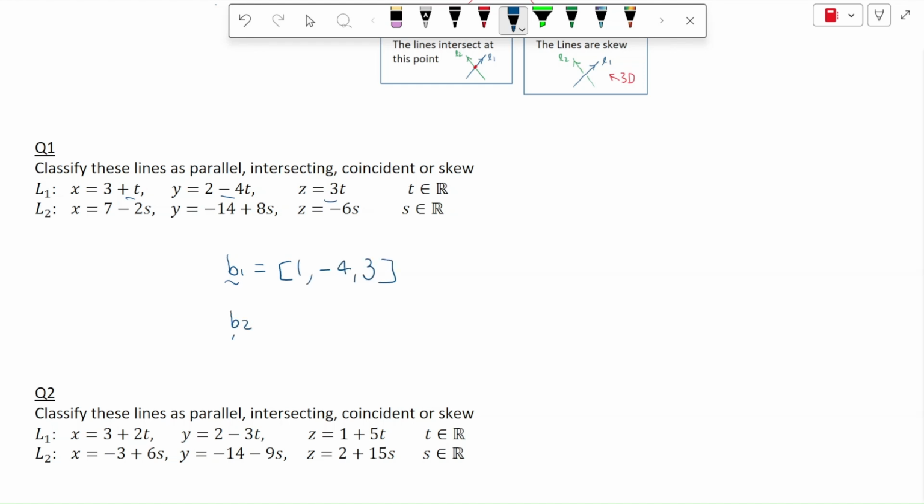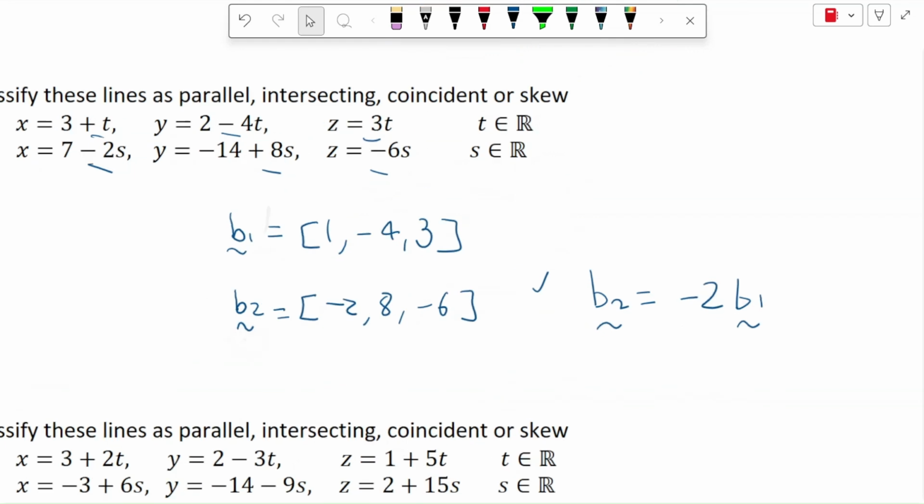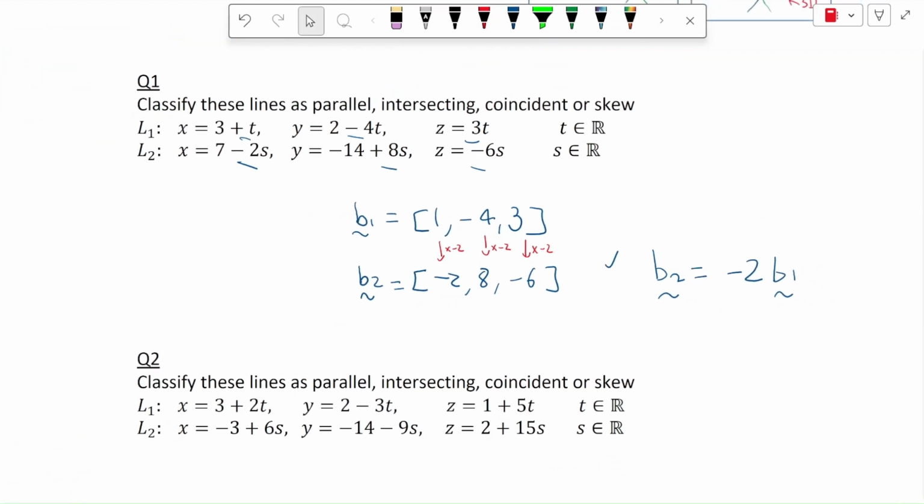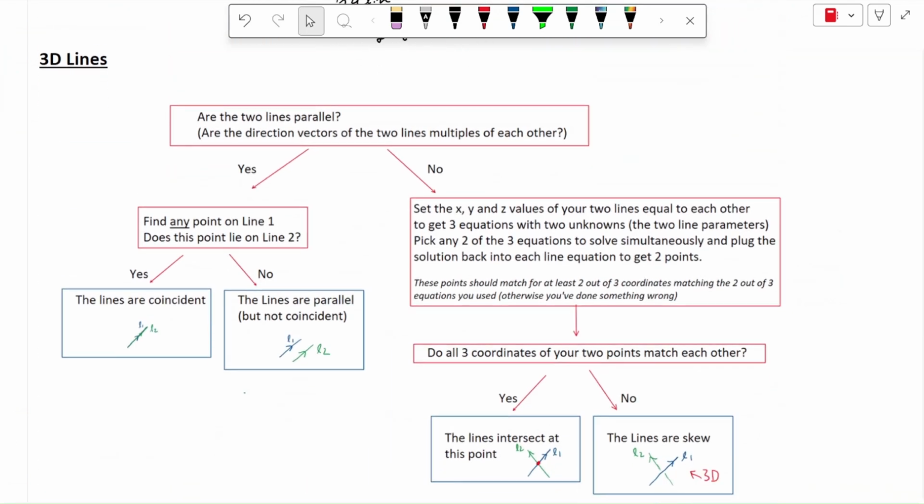And we look at B2, minus 2, 8, minus 6. So are these multiples? Yes. B2 is minus 2 lots of B1. You can imagine that you would just be timesing by minus 2. Okay, now we're up to the yes option here. Yes, the lines are parallel.